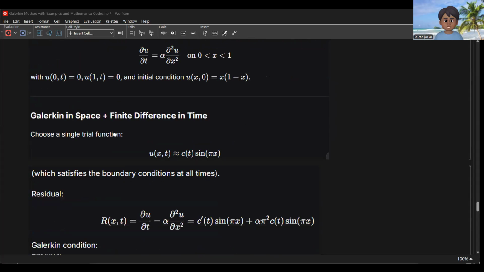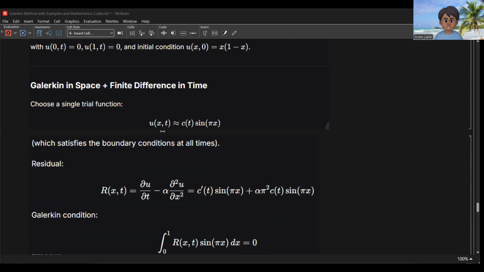So Galerkin in space plus finite difference in time. Choose a single trial function. Choose u as a function of x and time approximately equal to c of t times sine pi x. So c here is a function of time, which satisfies the boundary condition at all times.